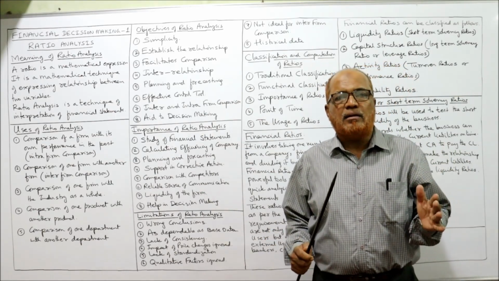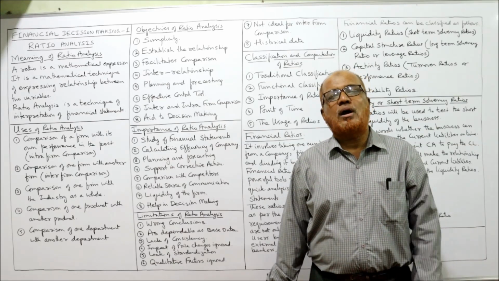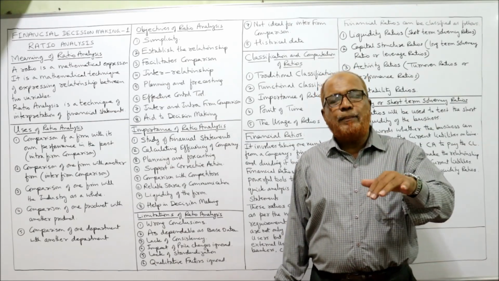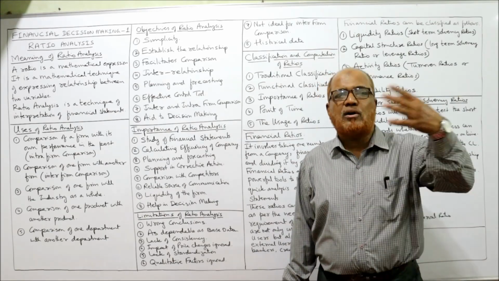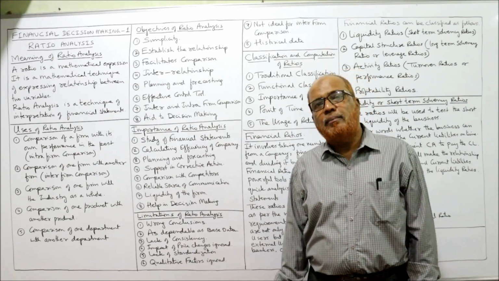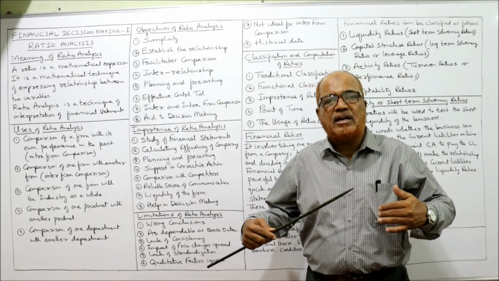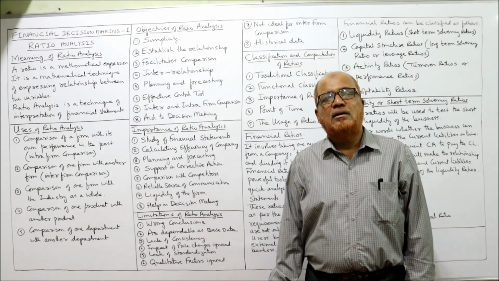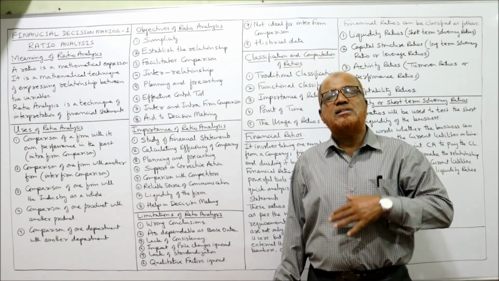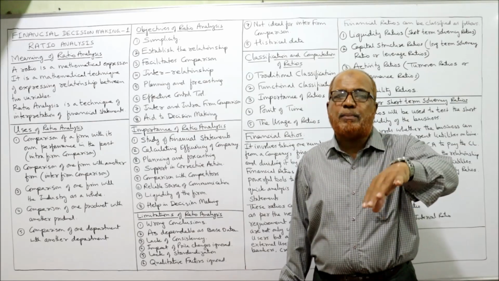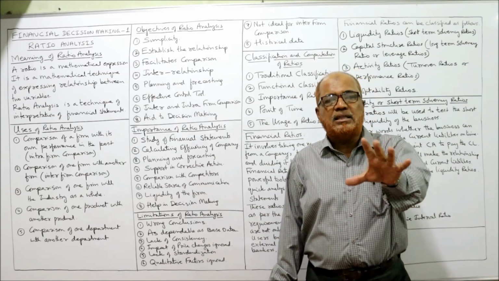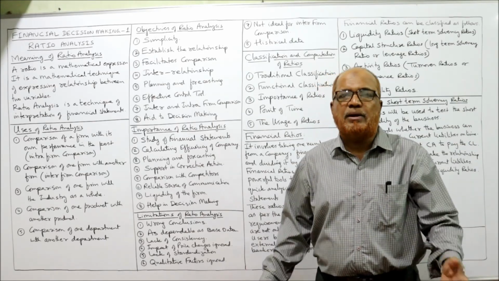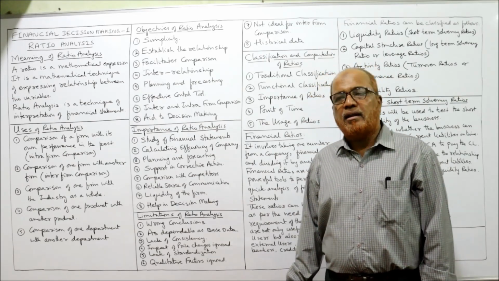Next one, comparison with competitors. Nowadays, one of the main activities of the business is to compare. Without comparing our own performance with the competitors, we cannot know what are the strengths and weaknesses of our business. Our business strengths and weaknesses we can know only by comparing our performance with the competitors. And this is possible by calculating the ratios.